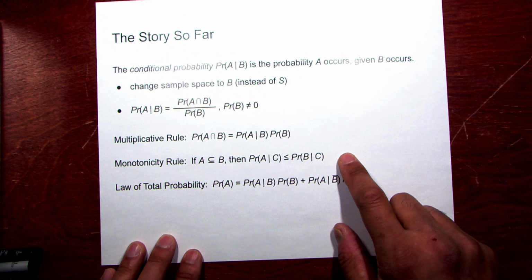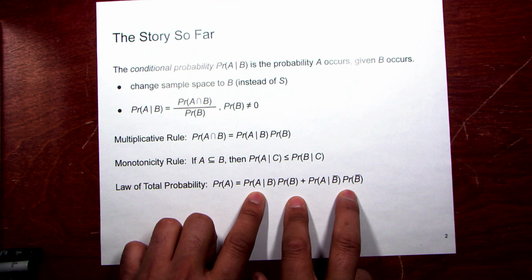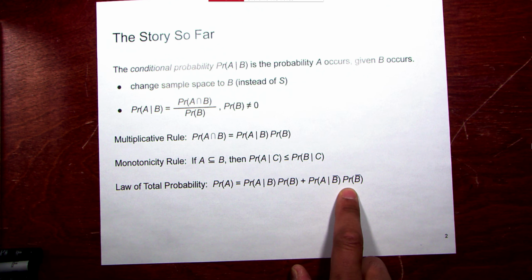One is the monotonicity rule, that if A is a subset of B, then the conditional probability will obey the inequality. And the law of total probability: the hypothesis either B happens or B complement happens, and you get A back.